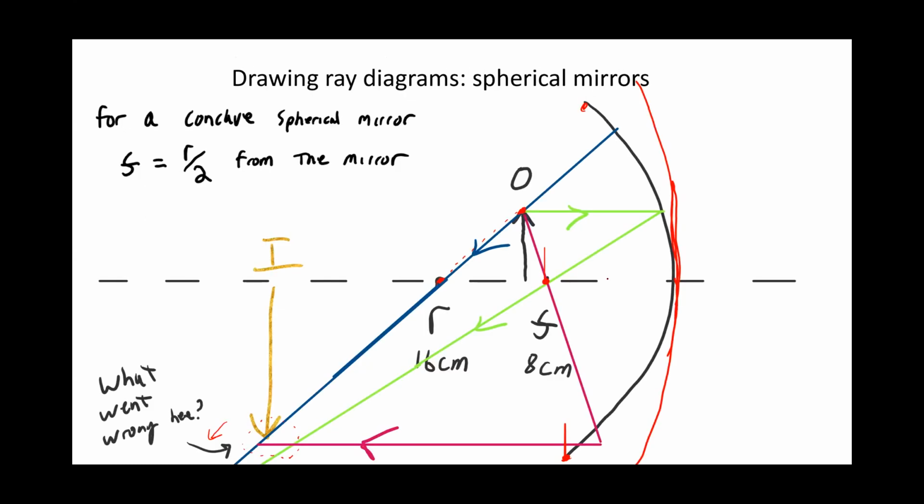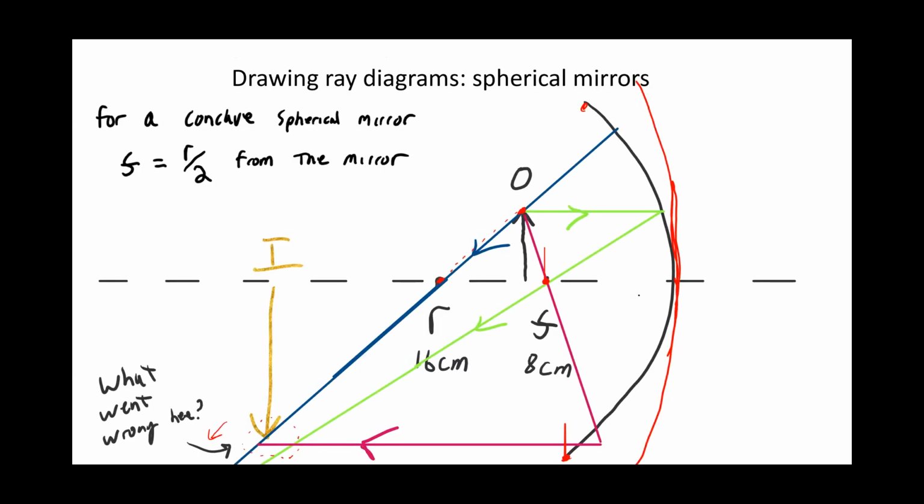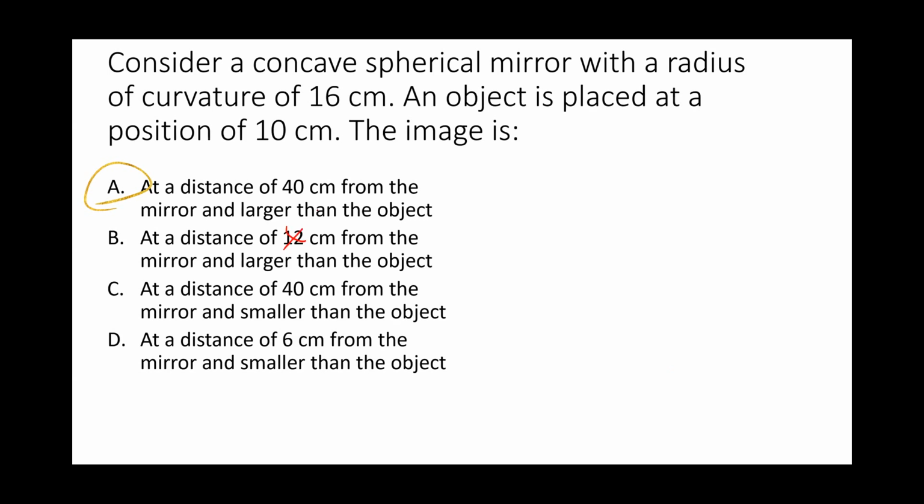Okay, so once I've drawn that diagram, I can check with my mirror equation, right? The mirror equation tells me that the image distance should be around 40 centimeters. I always want to look at my ray diagram and sanity check that. So it does make sense that this would be 40 centimeters, right? That's further away than the radius. Compared to the other options, 12 centimeters doesn't make much sense. 6 centimeters doesn't make much sense. And I also noticed that the image in this case is definitely larger, definitely larger than the object.